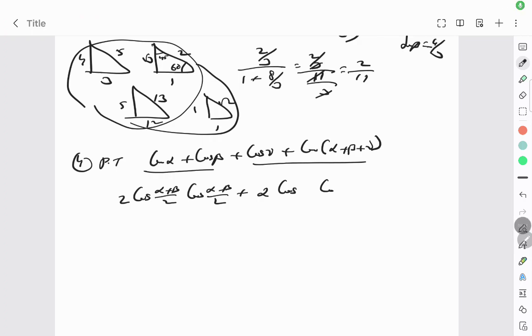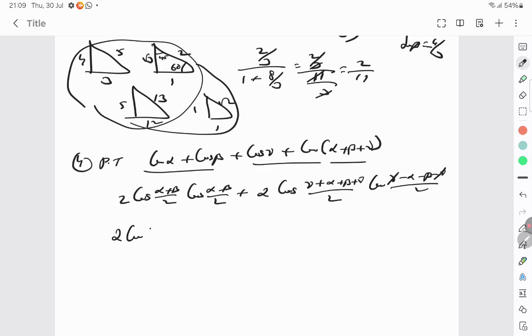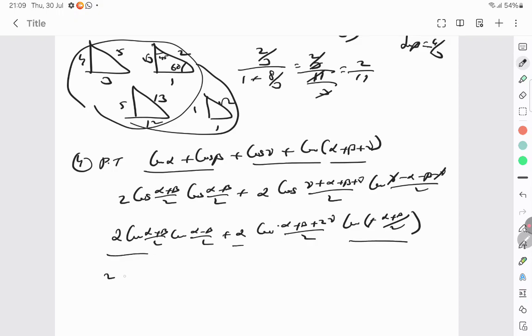Okay, so C plus D by 2 is (gamma plus alpha plus beta plus gamma) by 2, and cos (gamma minus alpha minus beta minus gamma) by 2. Gamma get cancelled. This is 2 cos (alpha plus beta by 2) into cos (alpha minus beta by 2) plus 2 cos (alpha plus beta plus 2 gamma) by 2. And this is cos of minus of (alpha plus beta by 2), and cos of minus theta is anyway cos theta. We can ignore the negative sign, and you can take out a 2 cos (alpha plus beta by 2) out.